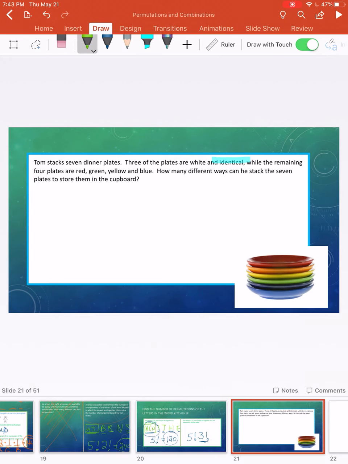So when you have questions with identical objects, you end up taking an extra little step here because obviously if objects are identical, that will affect your answer. So we're going to start by figuring out how many items you're arranging, just like you normally would. So there's 7 dinner plates, which means I'm arranging 7 items. Now I'm going to divide by all the identical objects. So in this case, I have 3 white identical plates. So I'm going to divide by 3 factorial.